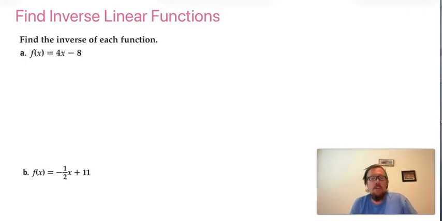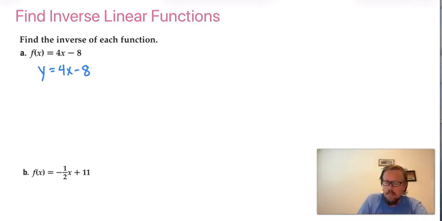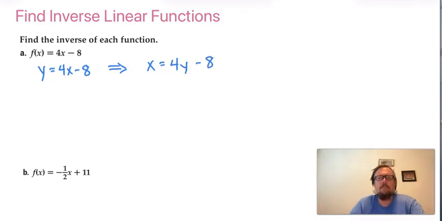And of course, we know that f of x and y are ways of writing the same thing. So when we have something like this, we can rewrite it as y equals 4x minus 8. And that's important because we've learned that an inverse means switch x and y. So to find the inverse of a function, the first thing that we want to do is switch x and y. So instead of y equals 4x minus 8, we're going to do x equals 4y minus 8. And now our goal is to solve this for y so that it's y equals again.